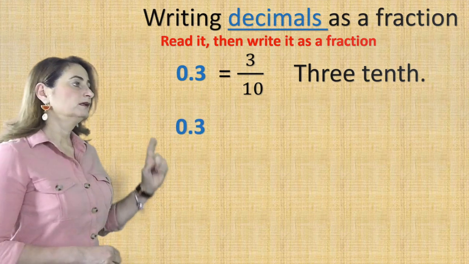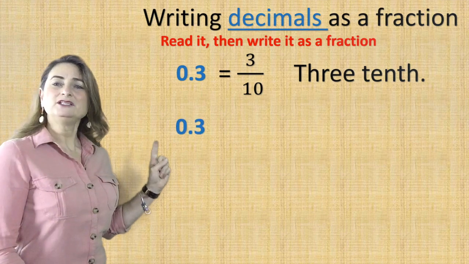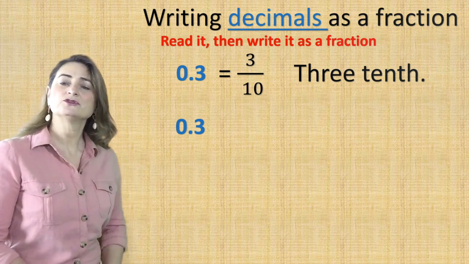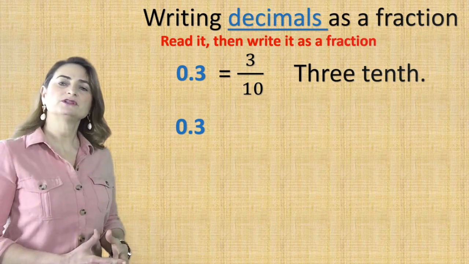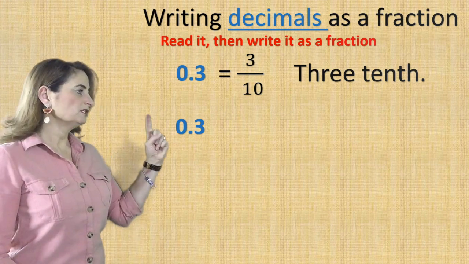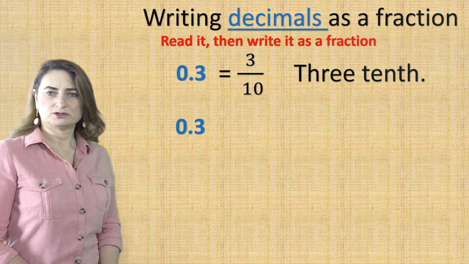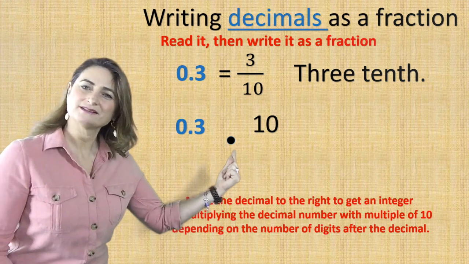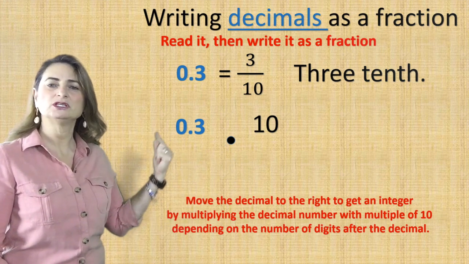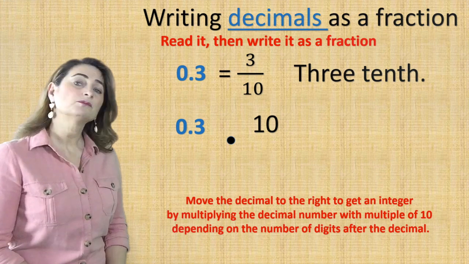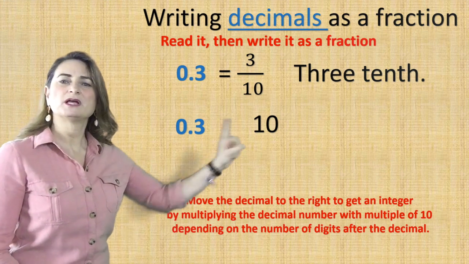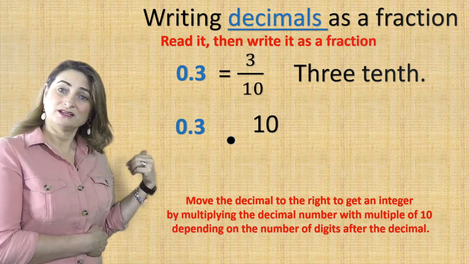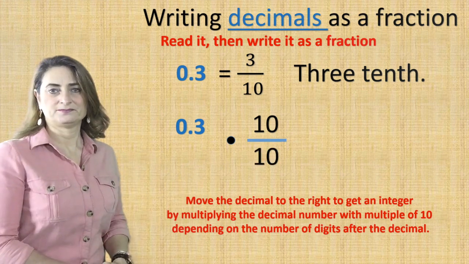Here's another way. 0.3, I need to think about getting an integer. For me to get an integer, you move the decimal to the right. But how many times do you move the decimal to the right? Only once, because you only have one digit after the decimal. So multiply 0.3 by multiples of ten, depending on how many times you need to move that decimal. Since I'm moving the decimal one time, you multiply by 10. But that changes the value of 0.3, so I have to divide by 10.